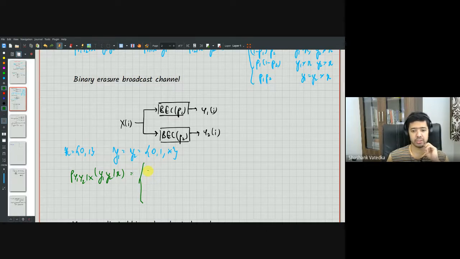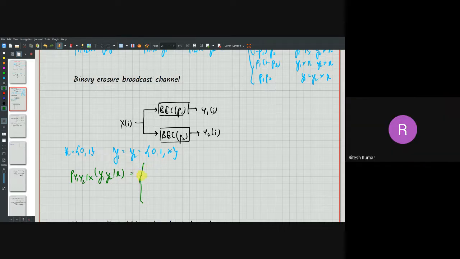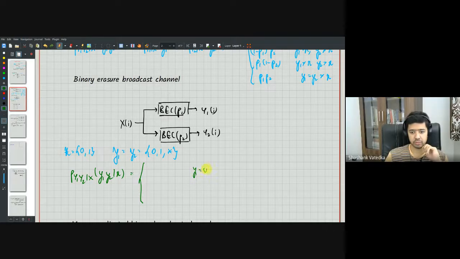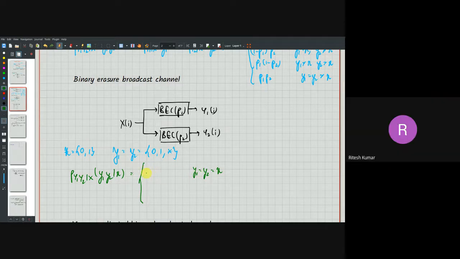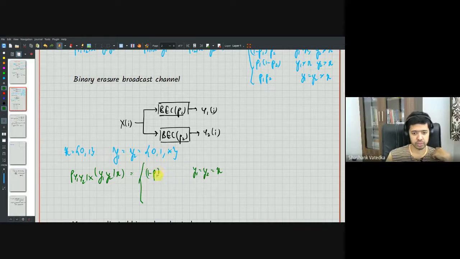So what are all the possibilities that can happen? The simple case is y1 equal to y2 equal to x. In which case, what is the probability of that happening? That is (1 minus p1) into (1 minus p2). Correct.